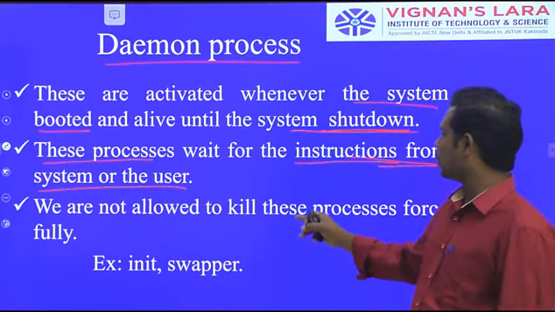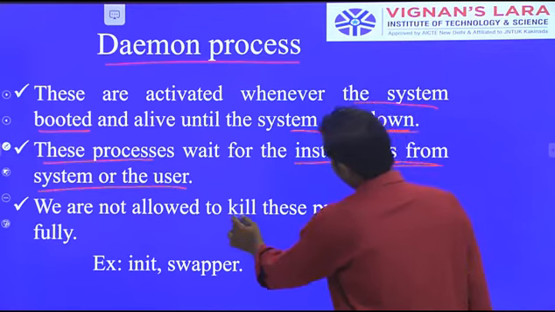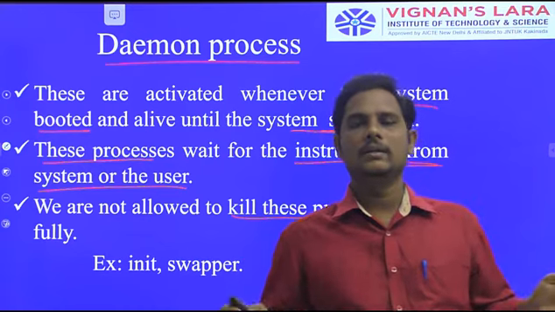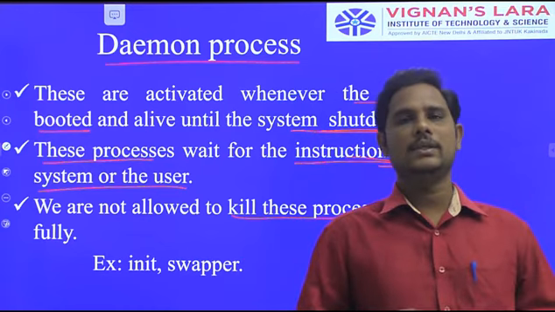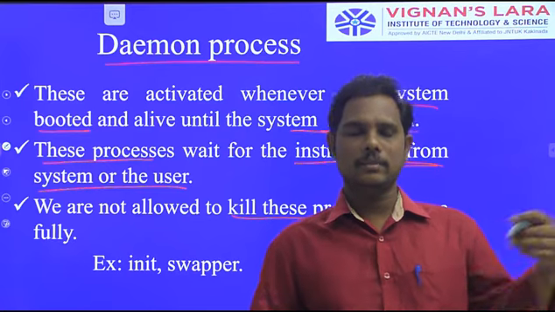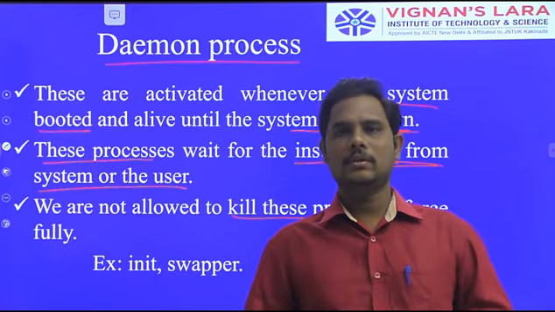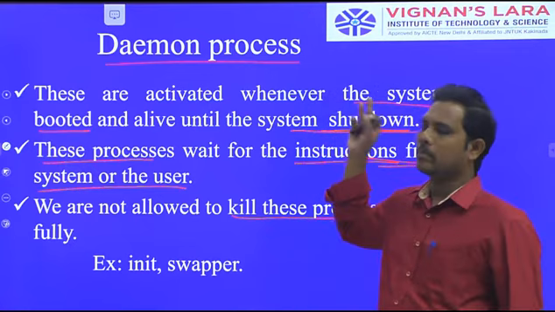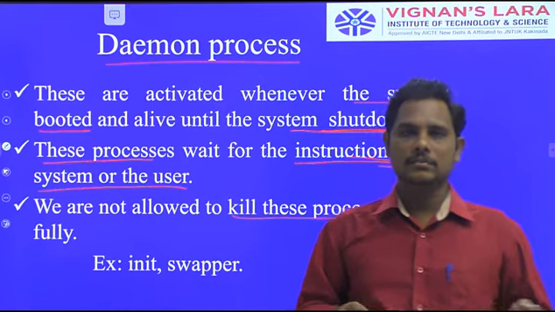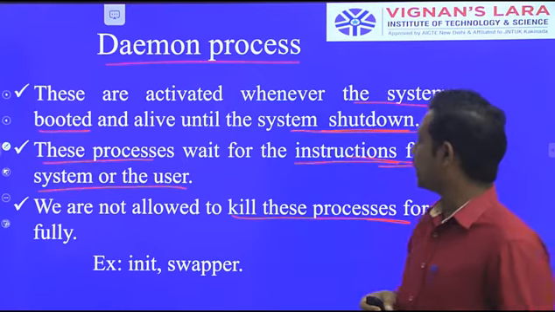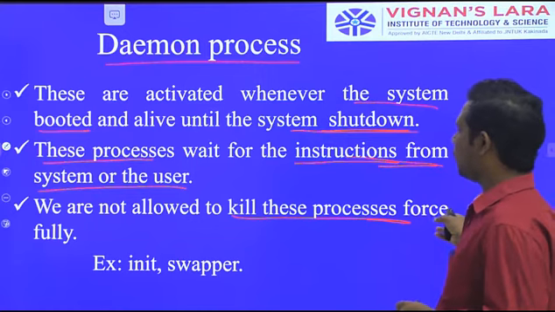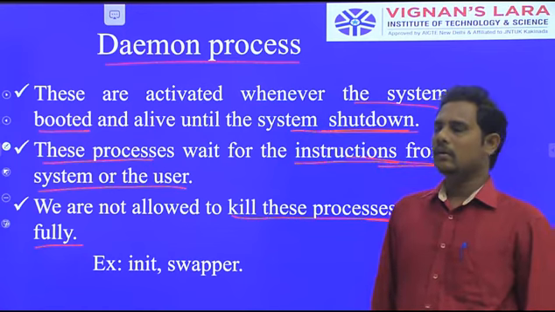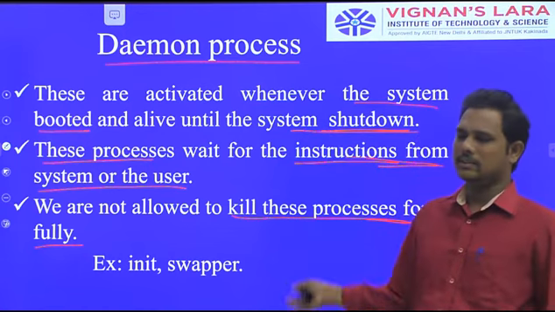We are not allowed to kill those processes. This is a very, very important process, so the daemon process will not be killed. Some other processes, like the parent process, orphan process, background process, or foreground process, may be killed sometimes. But the daemon process will not be killed because it works in the background. We are not allowed to kill it forcefully. It is a very simple process.